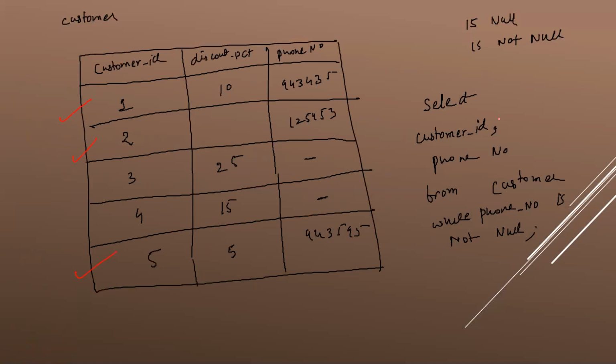What do we want to select from here? Customer ID and phone number only. Not null means not empty, right? Correct. So the output will be customer ID 1, 2, 5.